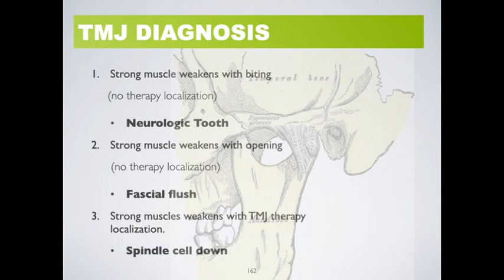Here's another kind of nutshell. Strong indicator muscle weakens with biting, no TL, think neurological tooth. Strong muscle weakens with opening, no TL, think fascial flush of any of the closing muscles. Strong indicator muscle weakens with TMJ with therapy localization, then your tool is going to be spindle cell down with opening, of course. Typically, we spindle cell down with the TMJ.